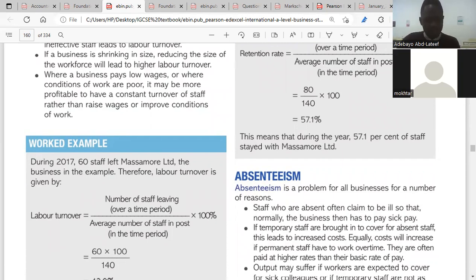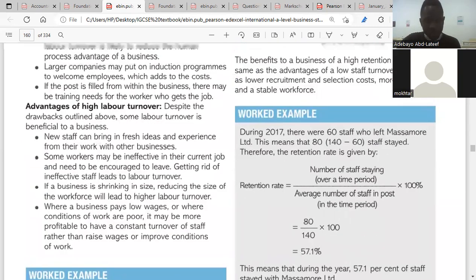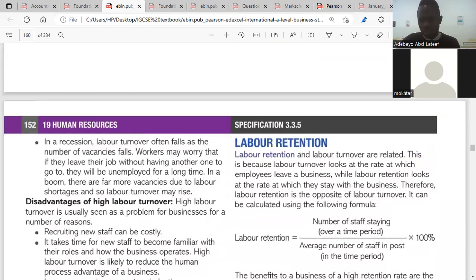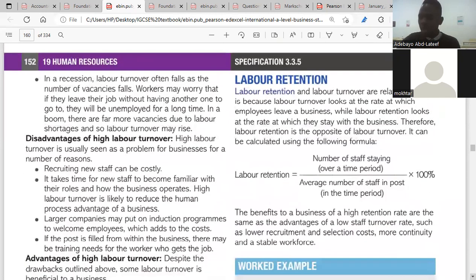That's about labor turnover. Then we go to labor retention. Labor retention means the rate at which you are able to keep your employees, the rate at which employees are being kept at work. So the formula for labor retention is the number of staff staying divided by the average number of staff in post, multiplied by 100.